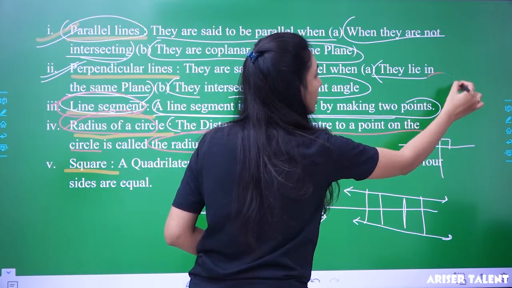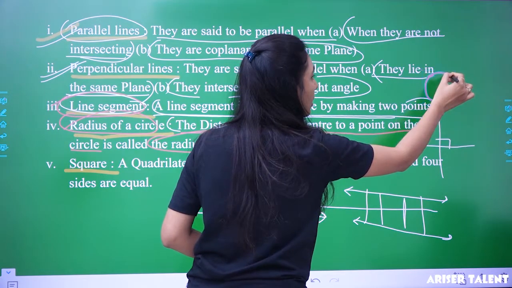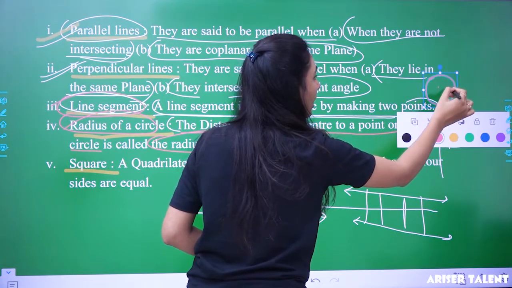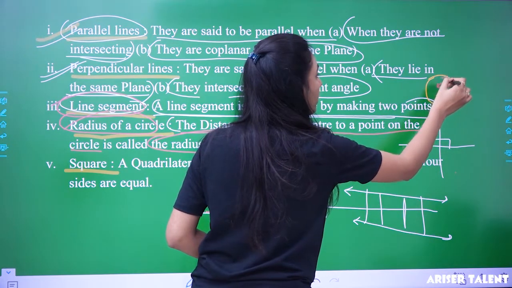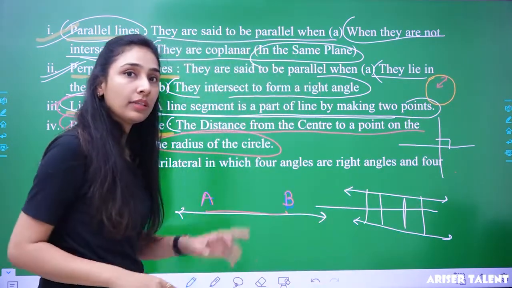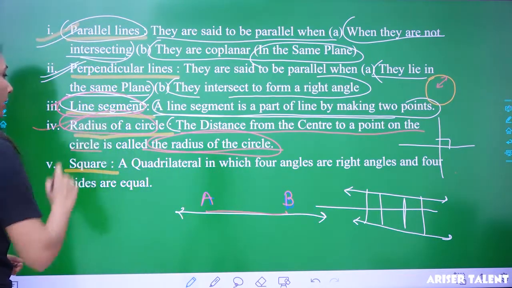Likewise, if this is a circle, this is the center, and you take any point on the circle and join these 2 points, the center and any other point, then that will be the radius of the circle. So the radius of the circle is done.